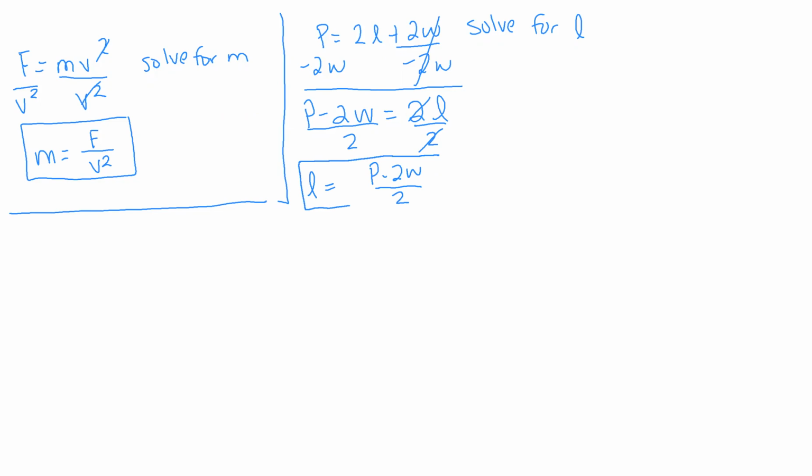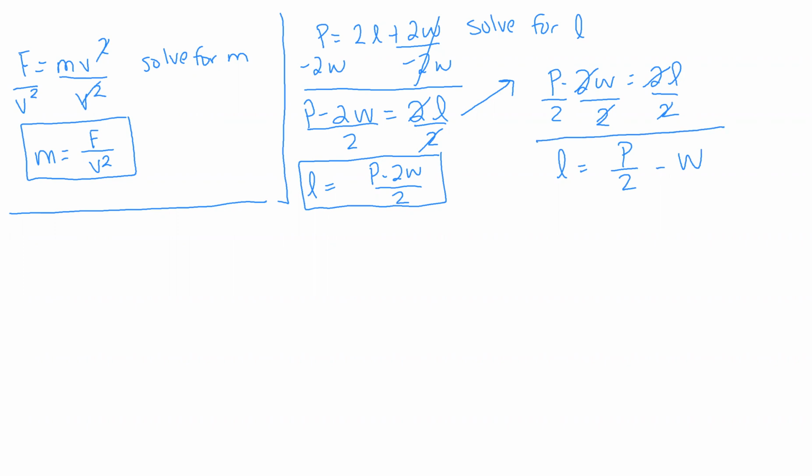Now, there is another way you could go about this. From right here where we had P minus 2W equals 2L, the other way you could have solved this to simplify it a little bit better would be, instead of dividing both sides by 2, divide all terms by 2. It's the same thing, it's just going to simplify a little bit more. So the 2's here cancel, leaving L. The 2's here on the W cancel. So what we would end up getting is L equals P divided by 2 minus W.